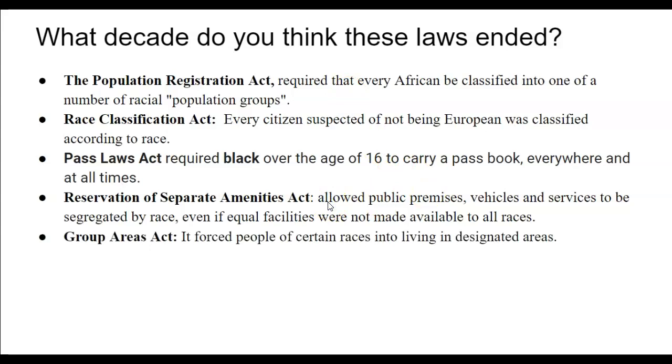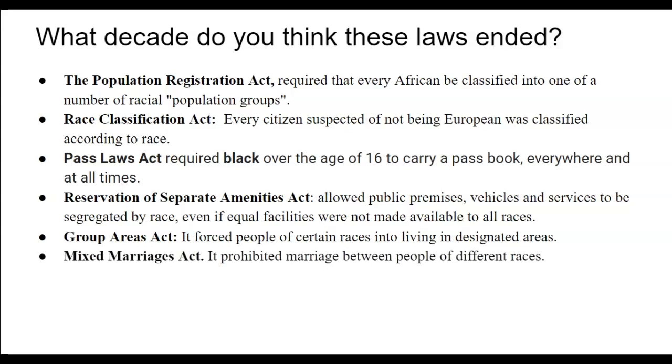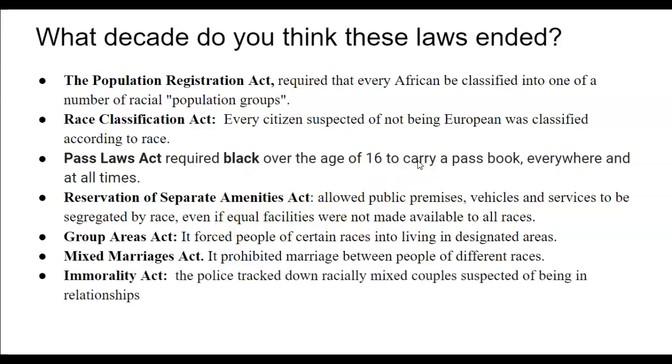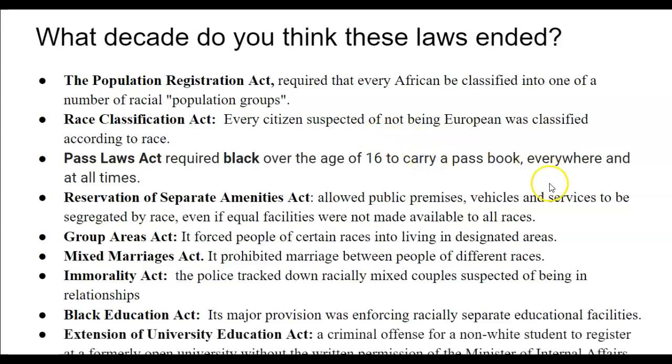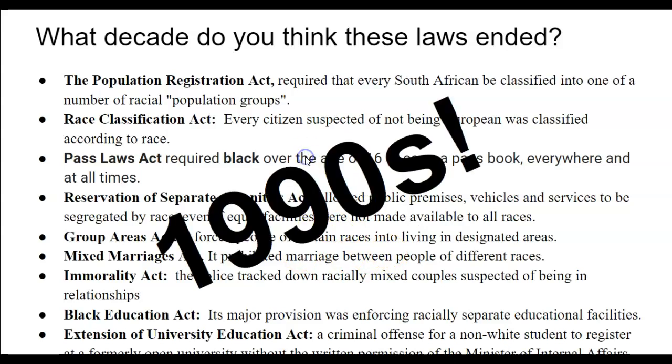Group Areas Act, it meant you had to live in a designated area. You couldn't live in other areas. Mixed Marriage Act outlawed marriage between different races. Immorality Act, police would track down racially mixed couples suspected of being in relationships. The Black Education Act, huge provisions enforcing separate educational facilities so blacks and whites couldn't go to school together. And last, the Extension of University Act made it a criminal offense for non-white students to even register to go to the university without first getting approval from the Minister of Internal Affairs.